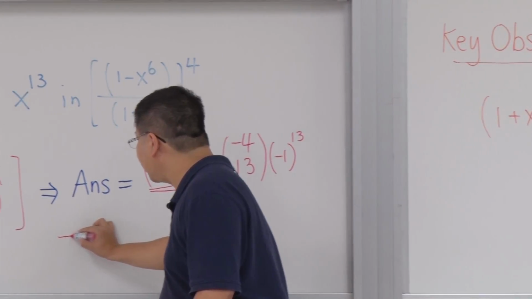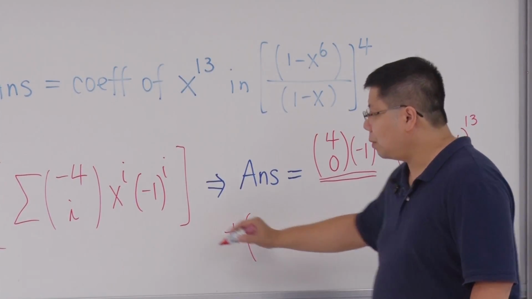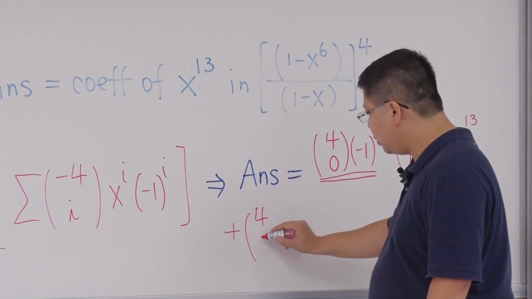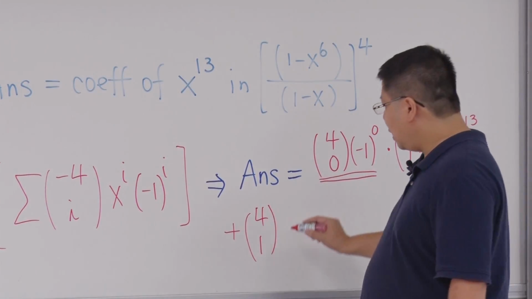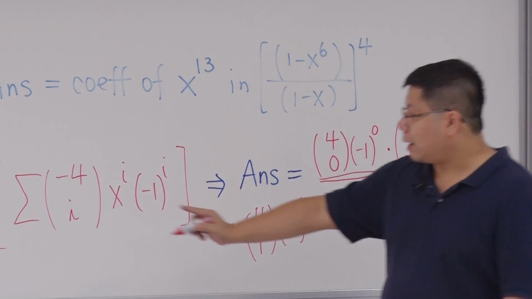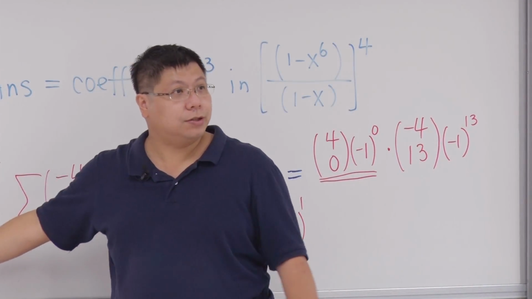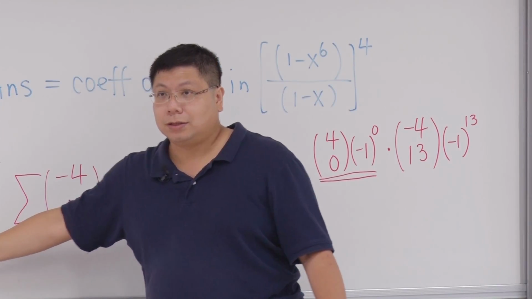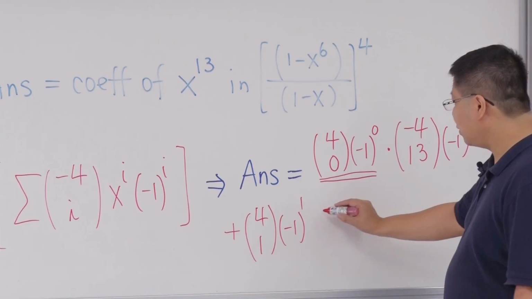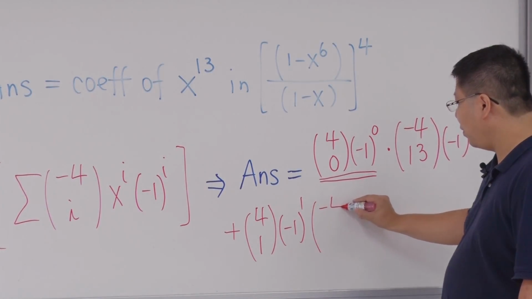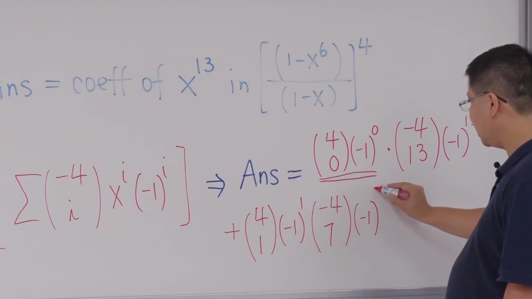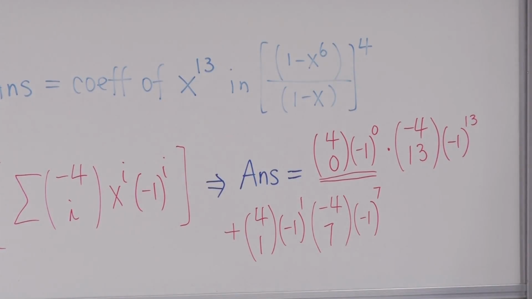Then this is the first case. The second case is when we set I equal to 1 here. So you have 4 choose 1, and then minus 1 to the power 1. Is that okay? This gives us x to the power 6 on the left-hand side, so we want x to the power 7 on the right-hand side. To get x to the power 7 on the right-hand side, it is going to be minus 4 choose 7, times minus 1 to the power 7. Is that okay?